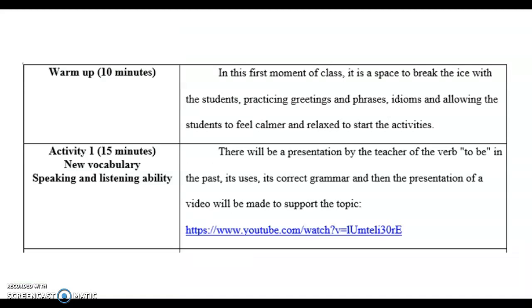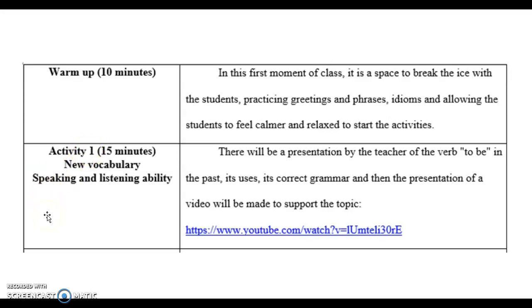Warm up, 10 minutes. In this first moment of the class, it is a space to break the ice with the students, practicing some greetings and phrases, and allowing the students to feel calm and relaxed to start the activities.